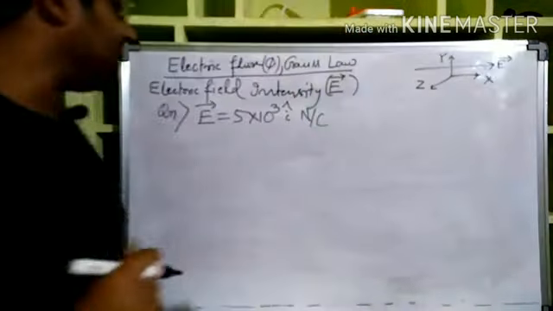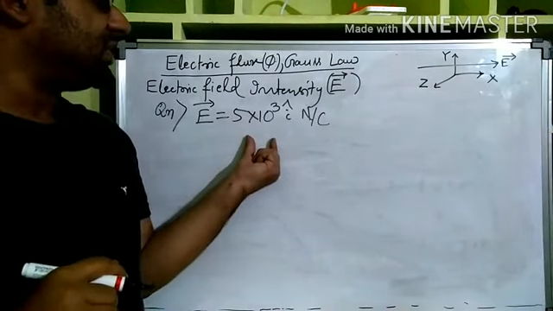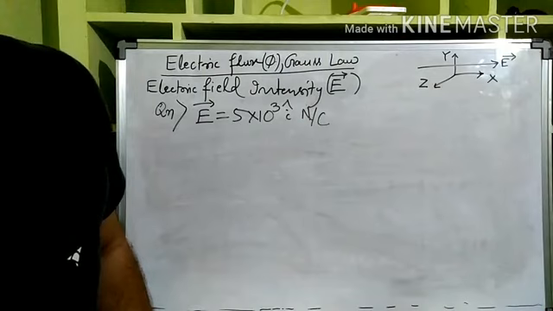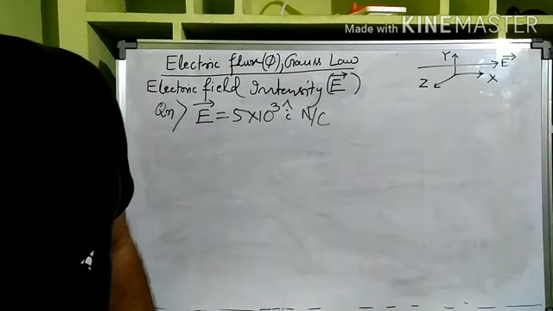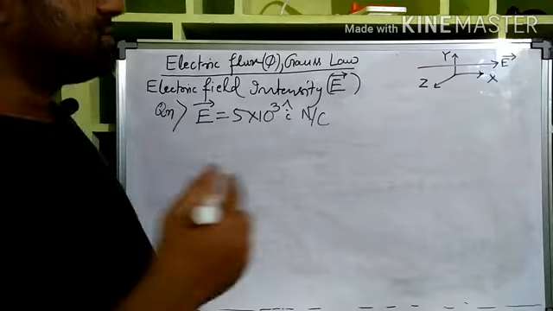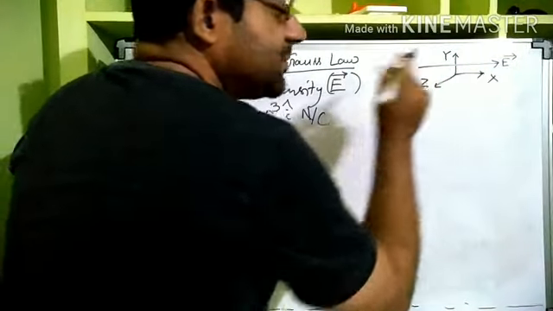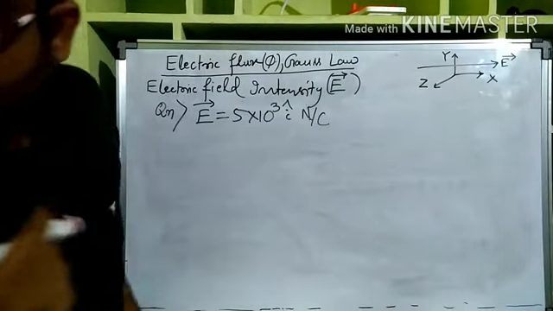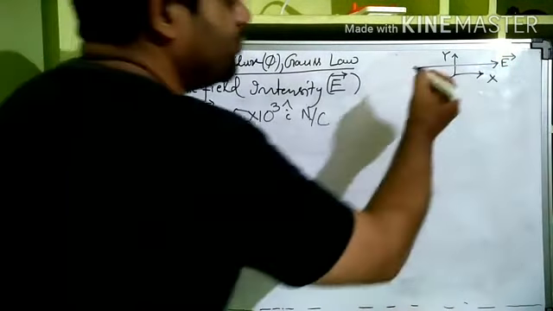And the magnitude of that E is 5 into 10 to the power 3 Newton per Coulomb. Find the flux of the field through a square of 10 cm on a side whose plane is parallel to YZ plane. Listen carefully. The plane of the square is taken whose plane is parallel to YZ plane.